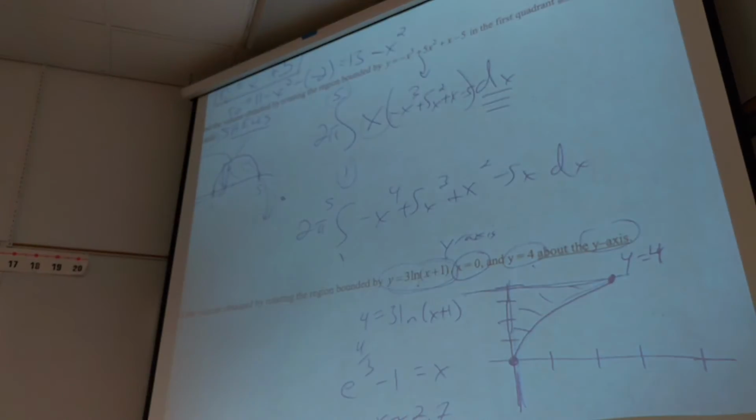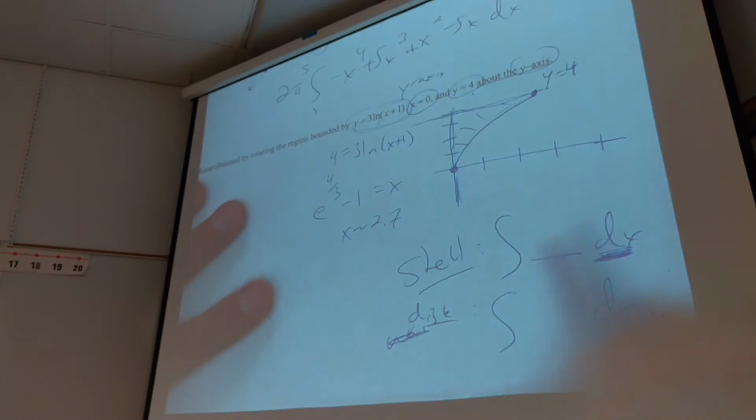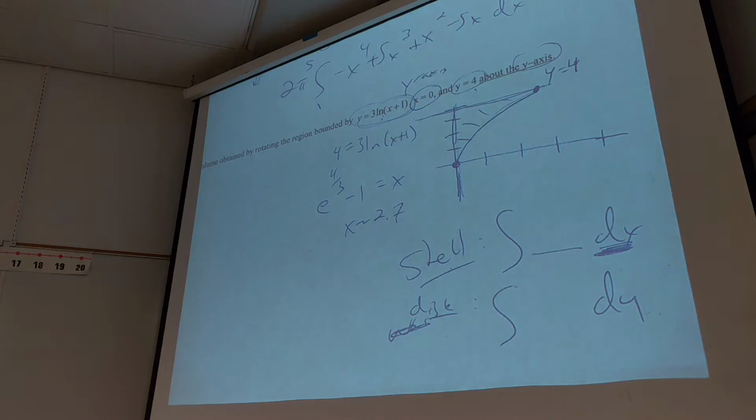I'm just trying to get a feel for which method seems like it's going to work for me. I know that if I use shell method, it'll be dx. Is everybody cool with that? Disk method agrees with what I'm rotating around. So I'm rotating around something parallel to the y-axis. Disk method is dy. X-axis, this method is dx. Shell is just the other way. And that's why it can handle what disk method can't.